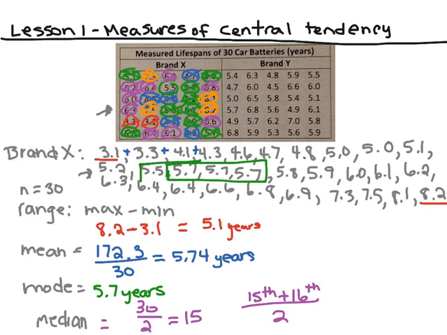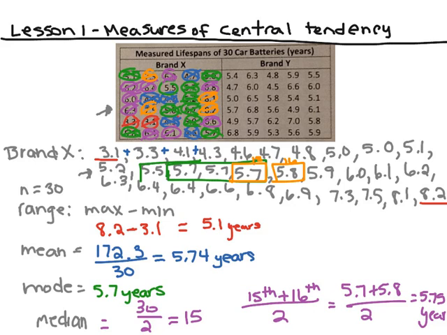So we count 1, 2, 3, 4, 5, 6, 7 all the way to your 15th term, and this should be your 15th term, and this should be your 16th term. So we're going to write those in. So 5.7 plus 5.8 divided by 2, and you should get 5.75 is your median. So there's all your measures of central tendency for the first brand.